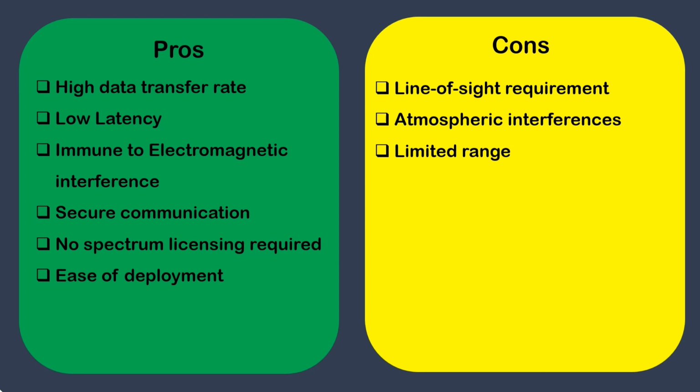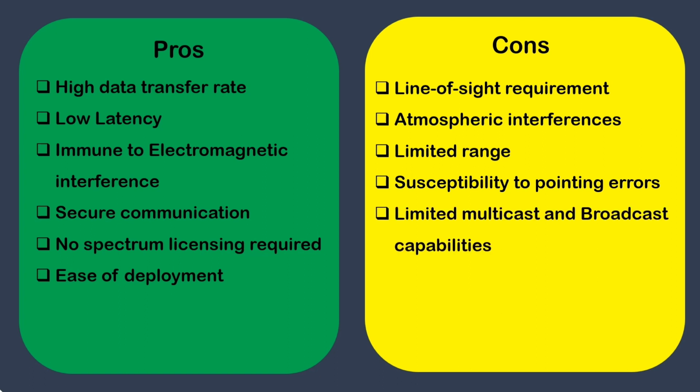3. Limited range. FSO systems are generally limited to relatively short to medium range links, typically up to a few km, due to the limitations imposed by atmospheric conditions and curvature of the Earth. 4. Susceptibility to pointing errors. Accurate alignment and tracking between the transmitter and receiver are critical for FSO communication. Even slight pointing errors can result in signal loss or degradation. 5. Limited multicast and broadcast capabilities. FSO communication is primarily a point-to-point technology, making it less suitable for applications that require multicast or broadcast capabilities over a wide area.